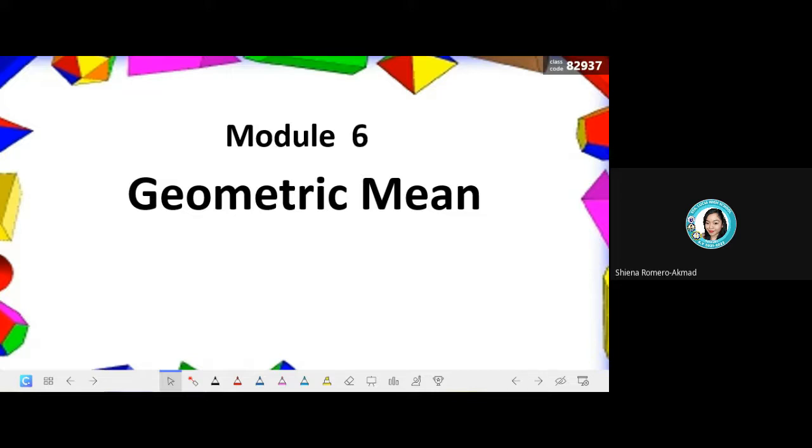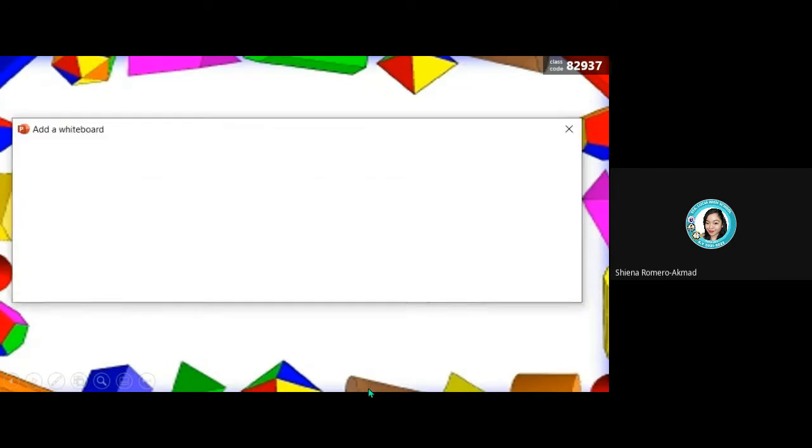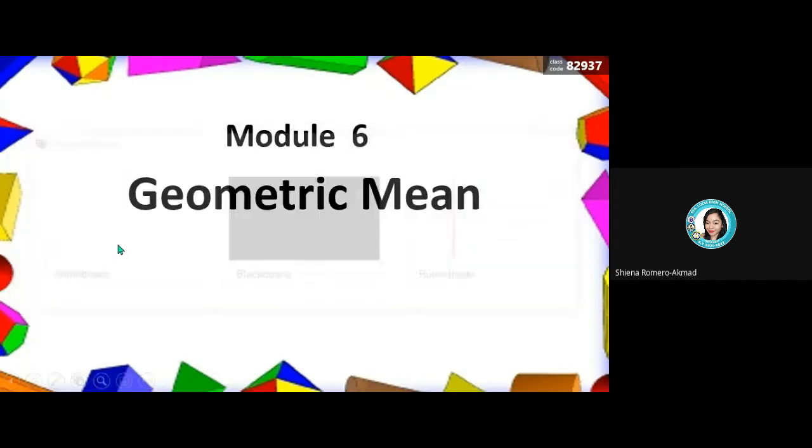So, ganun din po dito kay geometric. Okay, meron din tayong geometric series, meron din tayong geometric means. So, let us have first a review before we start.